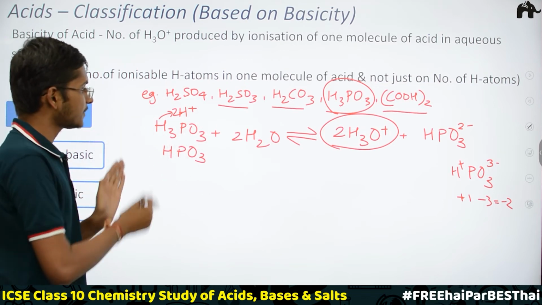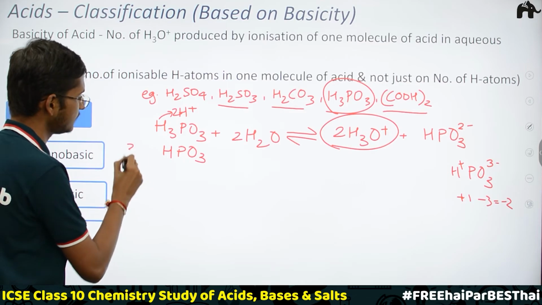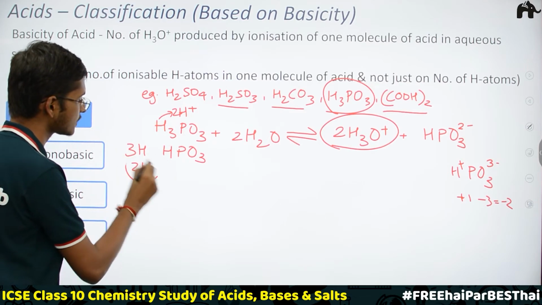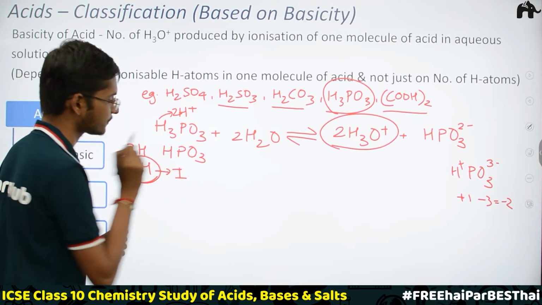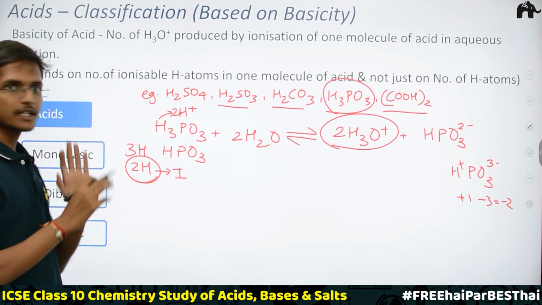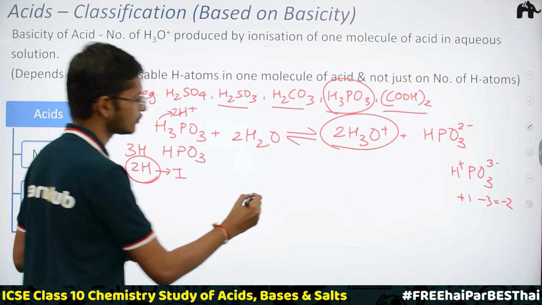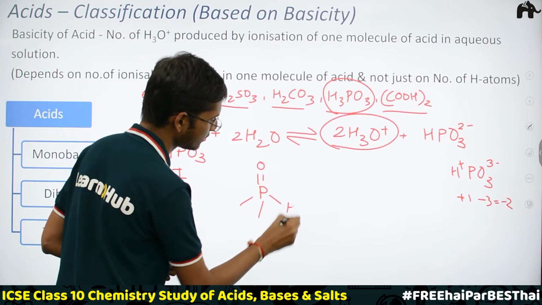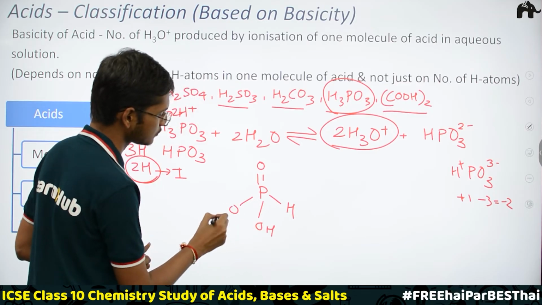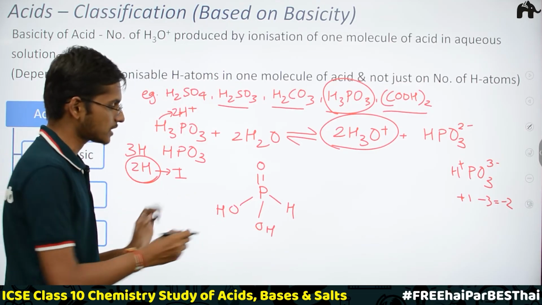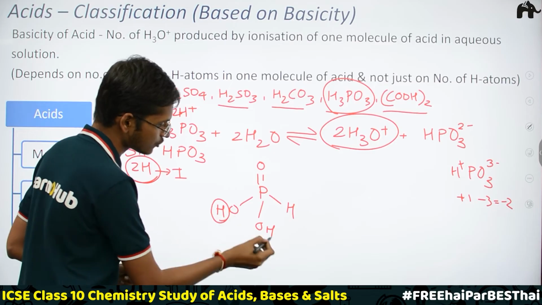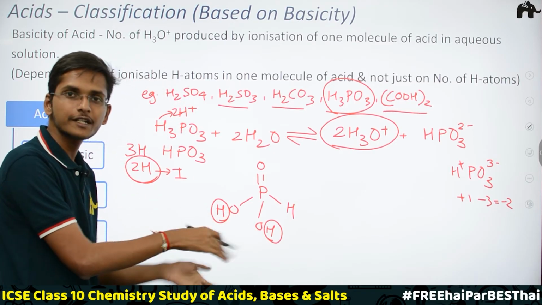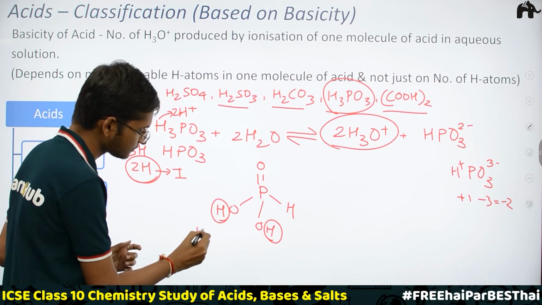Now why is this happening? Because out of 3 hydrogen atoms which this phosphorus acid is having, only 2 hydrogen atoms are ionizable. The remaining hydrogen atom is not ionizable. So you can see the structure. From the structure it would be clear for you how only 2 hydrogen atoms are ionizable. See, this hydrogen which is attached to oxygen, this hydrogen which is attached to oxygen, these 2 hydrogen atoms are allowed to let go as H plus ions.